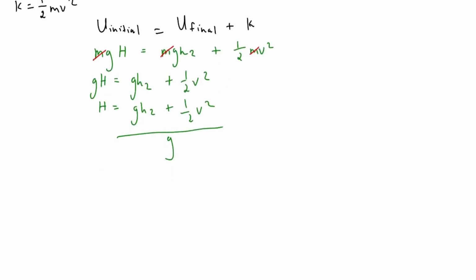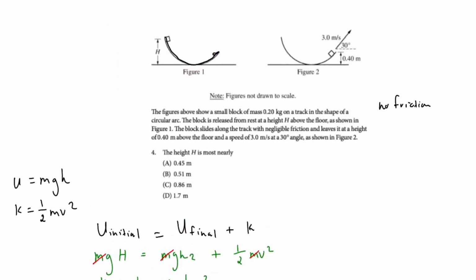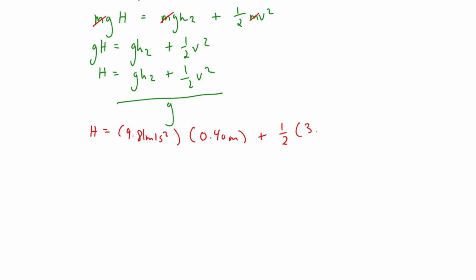So now all we have to do is plug in our numbers and we should get our answer for h. So h is going to be equal to, I'll do that in red, because why not? So h is going to be equal to 9.81 meters per second squared times the secondary height, which is 0.40 meters, plus half times the velocity it's being launched at, which, let's look here, is 3.0 meters per second. And it's getting squared. And you're going to be dividing this by 9.81.